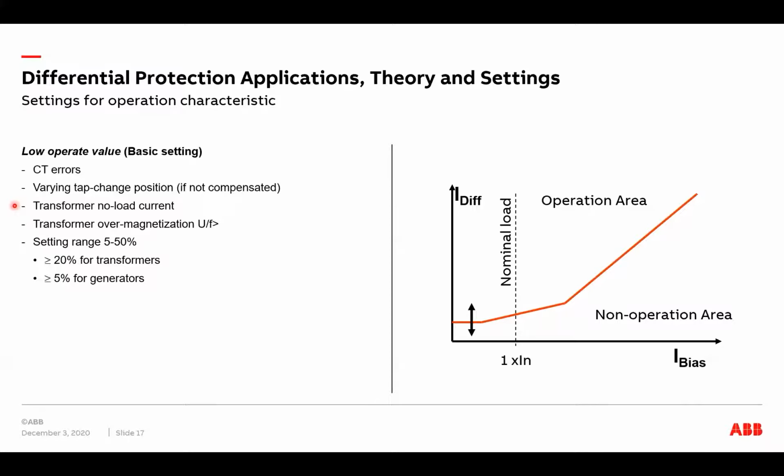We should also include transformer no load current and also some over-magnetization currents. And the setting range for the low operate value is between 5 to 50%. Normally, when we calculate the settings, we will have a value that is about 20% for transformers and 5% for generators.